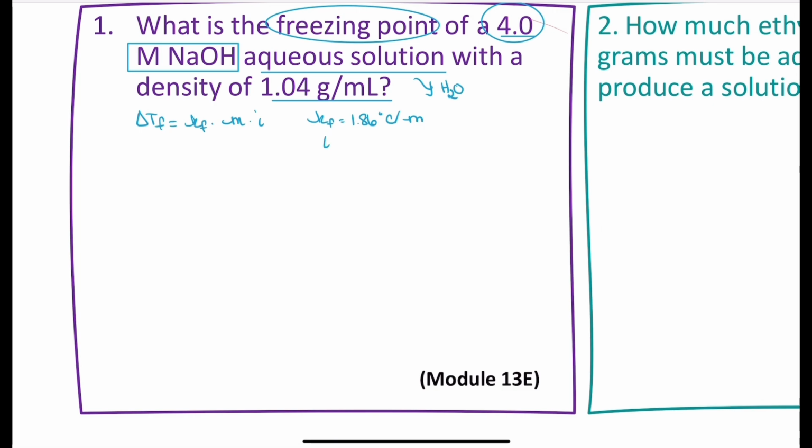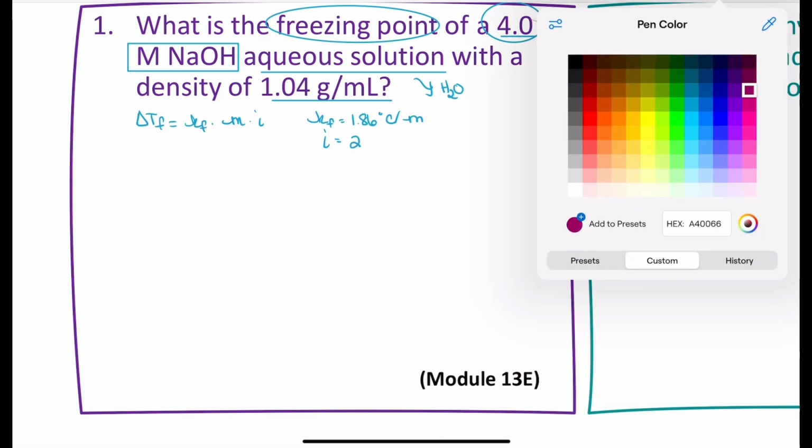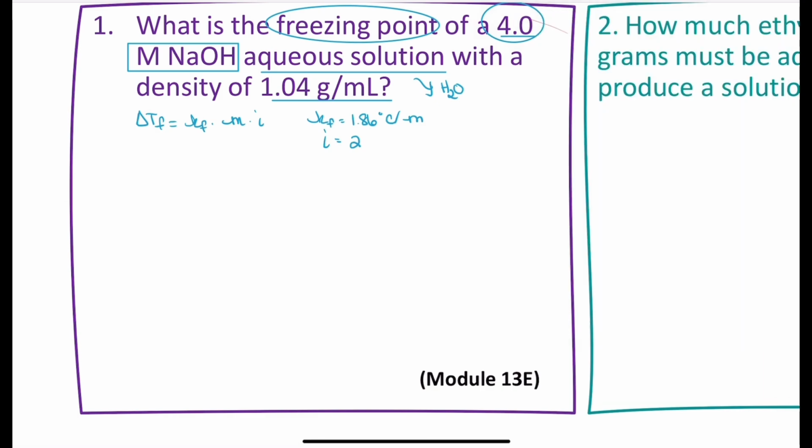Okay, my i value, my van 't Hoff factor. Again, what does sodium hydroxide split up into when it's in solution? It splits up into two things, sodium ions and hydroxide ions. So if I had 1 mole of sodium hydroxide, I would have overall 2 moles of ions, so my van 't Hoff factor is a 2. And what I really need to find is that freezing point, but first I need to figure out that molality. So how are we going to do that? We need to go from molarity to molality.